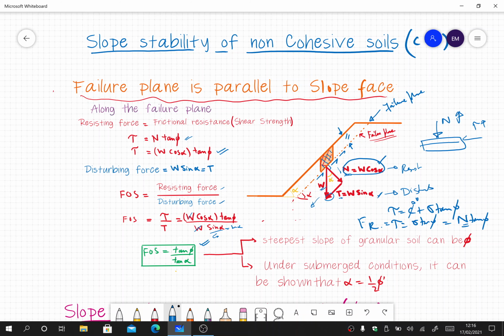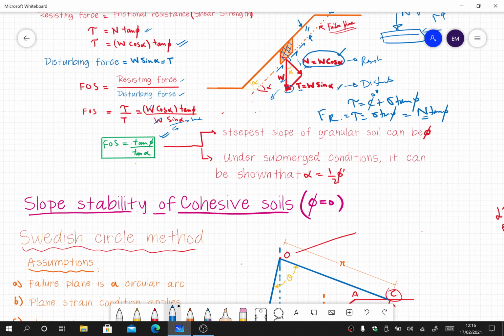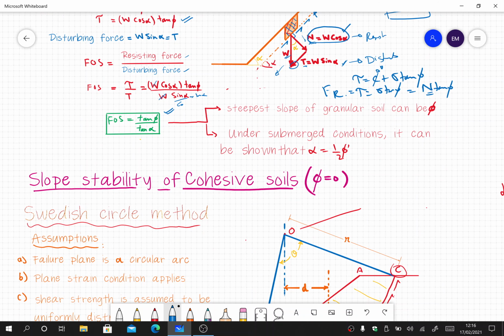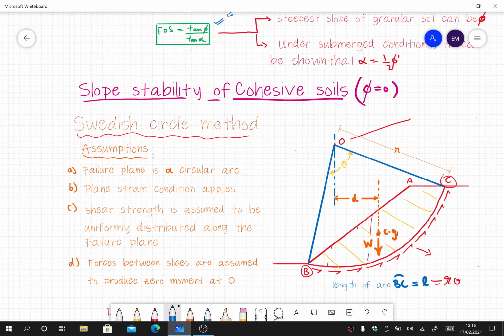Now we move to the second case, where we have a phi equal to 0 situation. That means all the shear is coming from the cohesion. So in such soils we always have a circular failure plane, where phi is equal to 0, or where we have purely cohesive soils. The solution to finding the slope stability of purely cohesive soils was provided by the Swedish circle method.